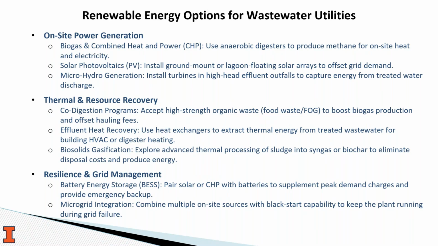And for improving resilience, battery energy storage systems are becoming a lot more popular for utilities. They can help store energy produced from solar or combined heat and power, and help offset energy use during high demand. And if there's a blackout, having this off-grid microgrid can also make sure your system is running and isn't being impacted by energy outage situations.